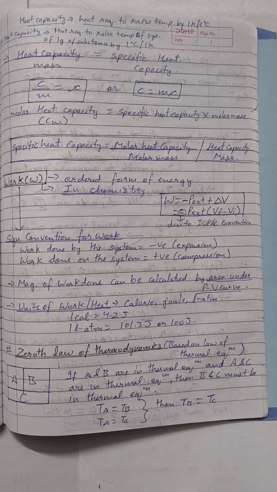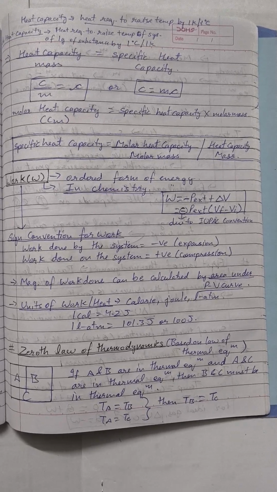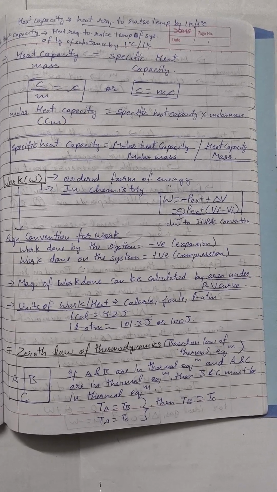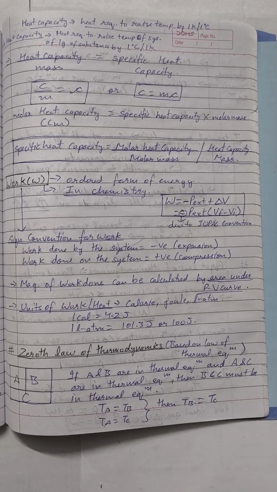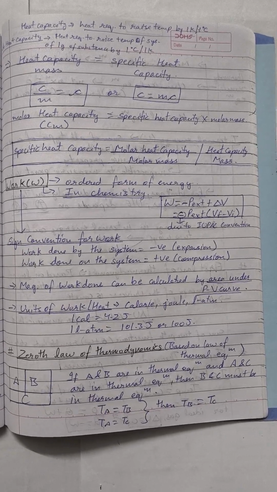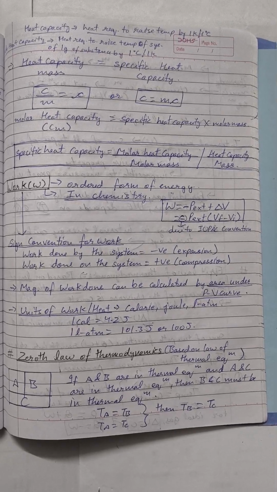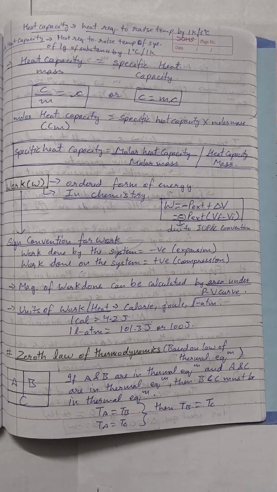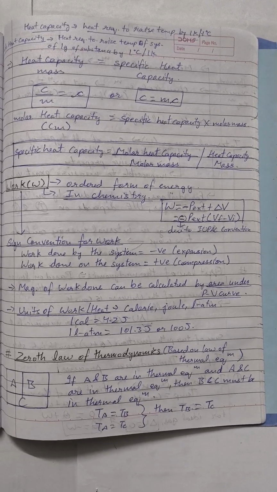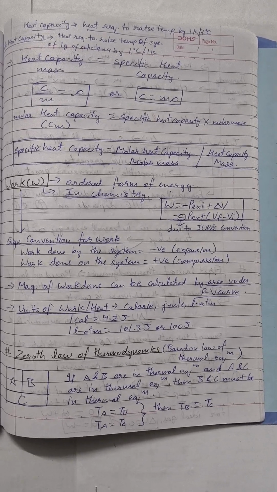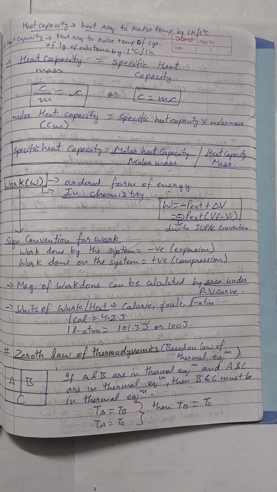Here negative sign is due to IUPAC convention and P external represents external pressure and delta V represents change in volume, which can also be written as final volume minus initial volume. Magnitude of work done can be calculated by area under PV curve or pressure volume graph curve. Unit of work or heat are calorie, joule, liter atmosphere.